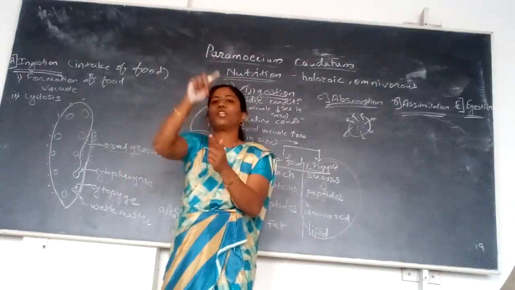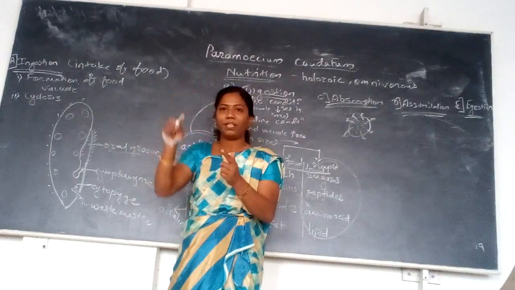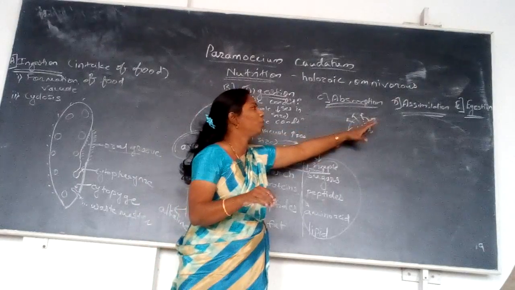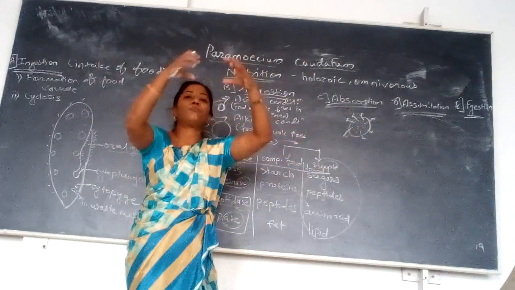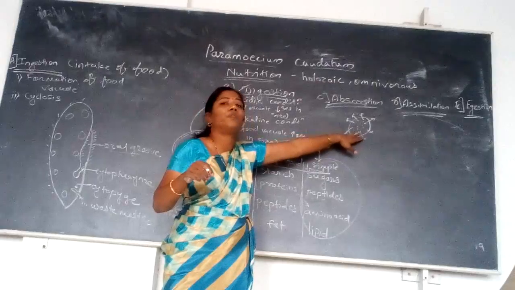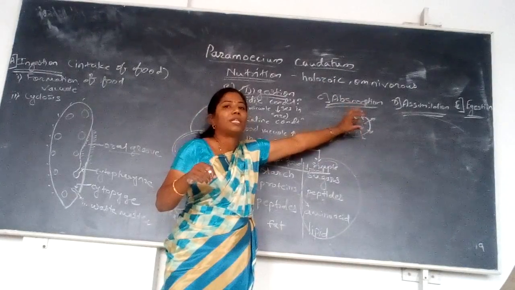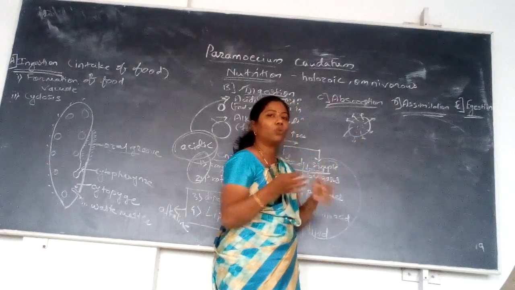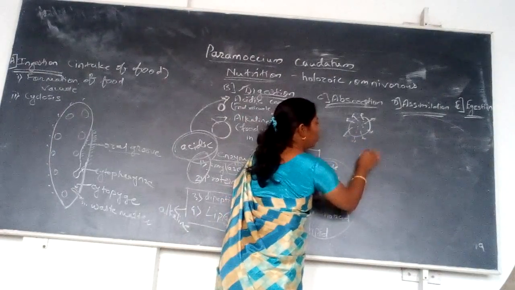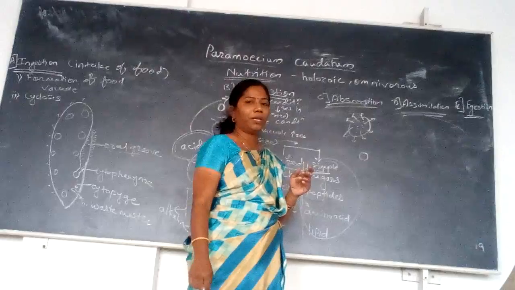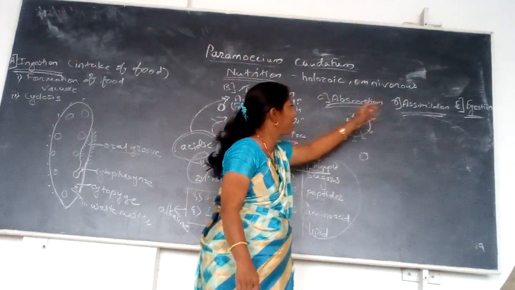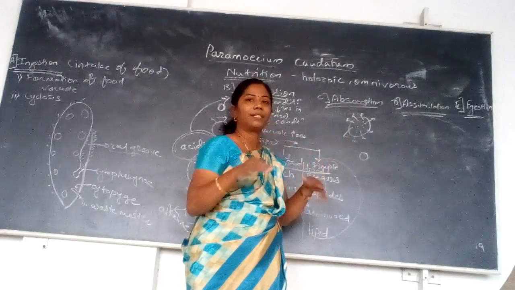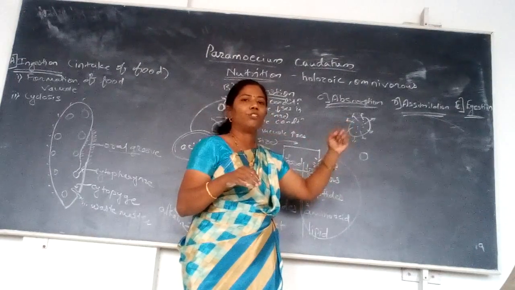So when the food molecule shows a streaming movement, during the process of cyclosis, the process of absorption takes place. The endoplasm absorbs the food molecule, and due to that the size of the food molecule decreases. When the food material is absorbed in the endoplasm, gradually its size becomes smaller.